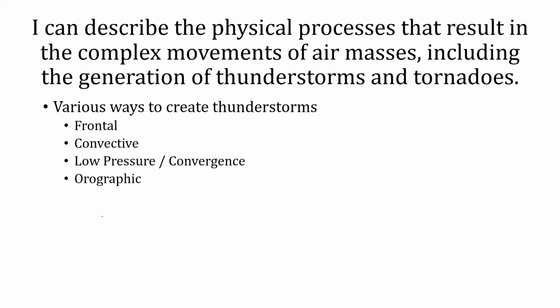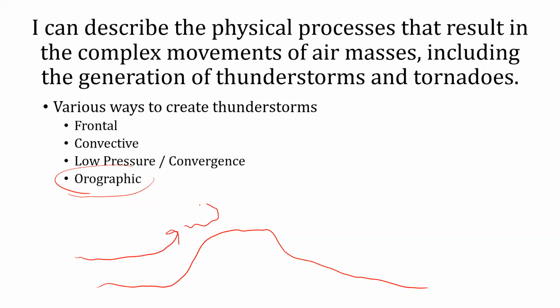Orographic. This is just a really fancy word for mountain. So here's my hill or mountain. And in the US, wind typically blows from west to east. If the wind is forced up, it likely will reach some altitude where it is saturated, and you'll have clouds and rain. So, four different ways to create thunderstorms.